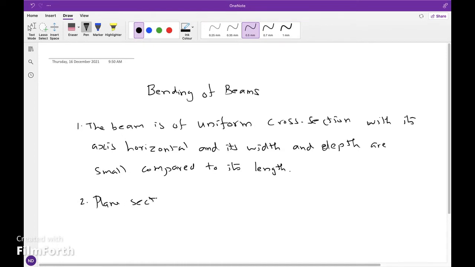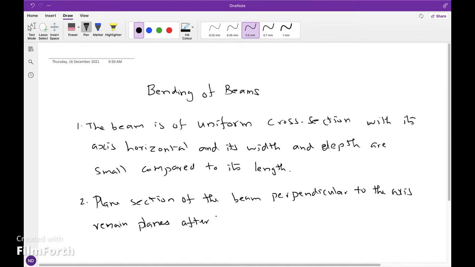Assumption 2: plane sections of the beam perpendicular to the axis remain planes after bending, while fibers parallel to the axis are bent into curves which are perpendicular to those planes.